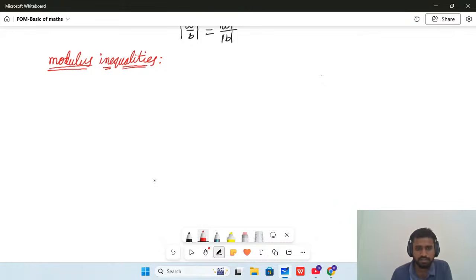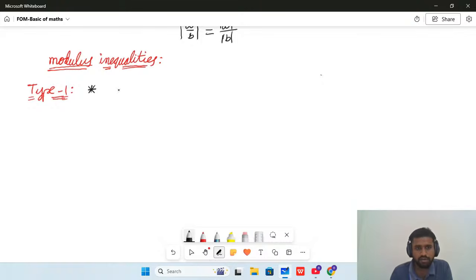So the first one in modulus inequalities, the first type, is mod x less than or equal to k, and mod x greater than or equal to k. Suppose mod x less than or equal to k and mod x greater than or equal to k. With an example we can see type 1.